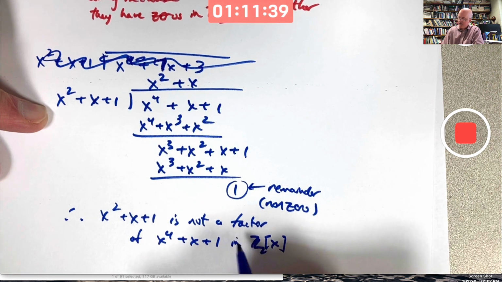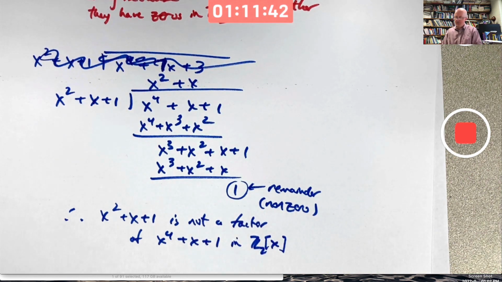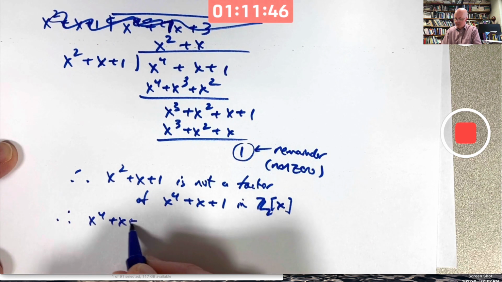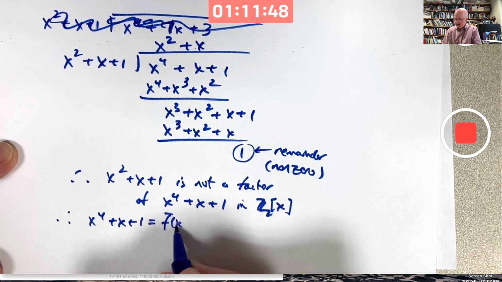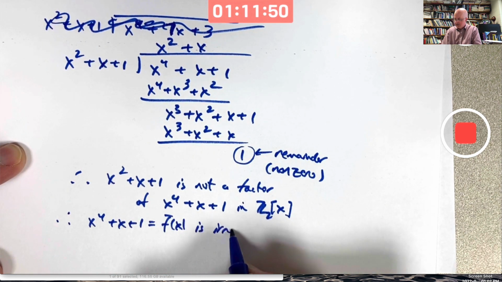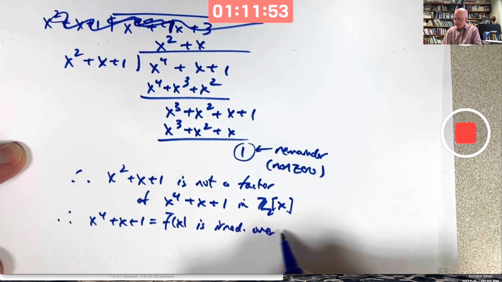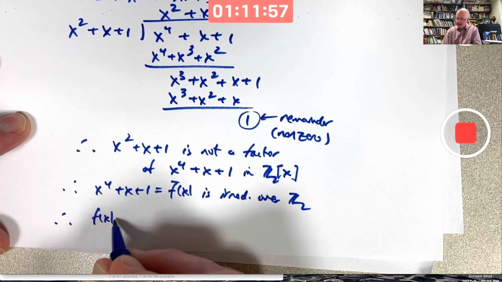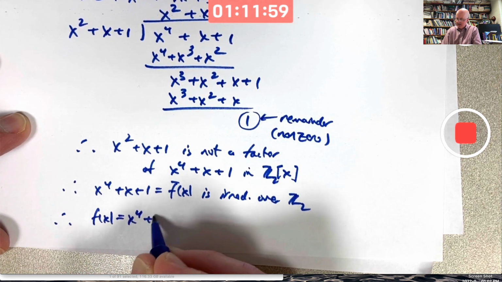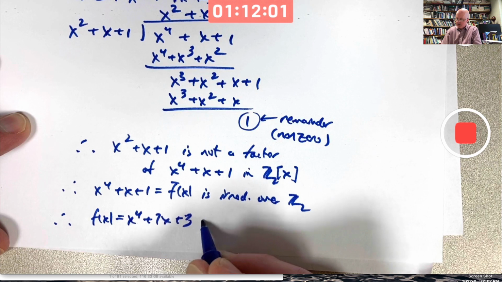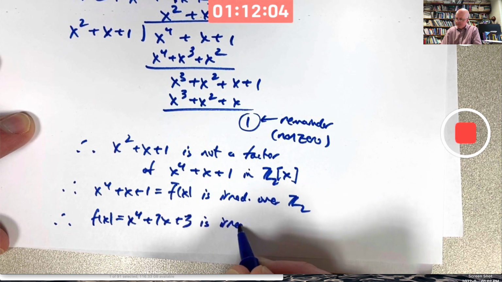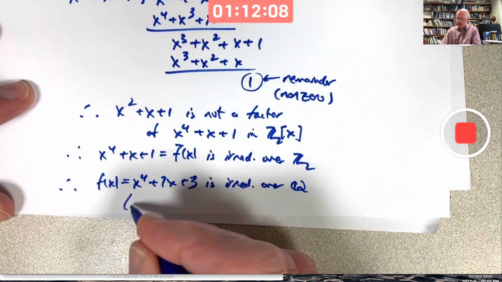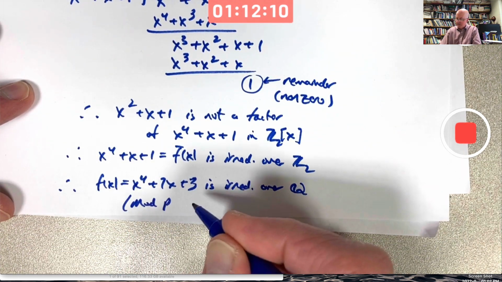We already saw it had no linear or cubic factors either. Therefore, x to the fourth plus x plus 1, which was our f bar of x, is irreducible over Z2. And therefore, the original polynomial f of x, which was x to the fourth plus 7x plus 3, is irreducible over the rationals. That's the mod p irreducibility test at the very end, with p equal to 2.